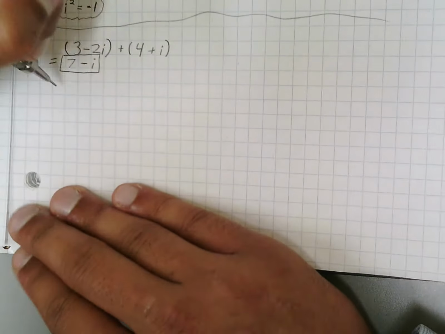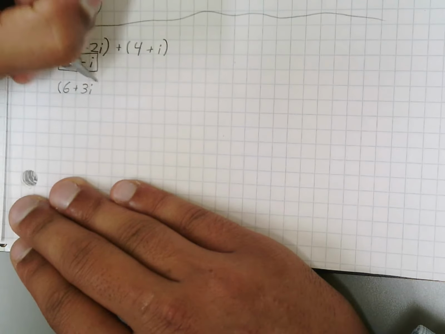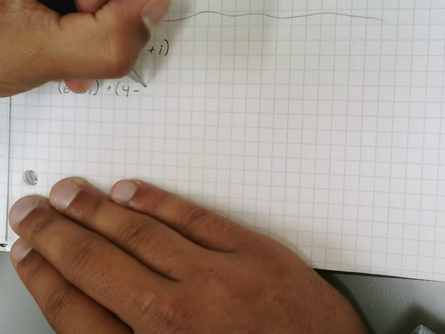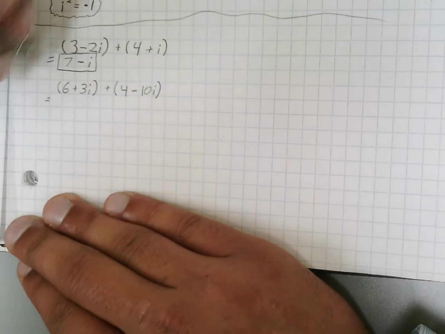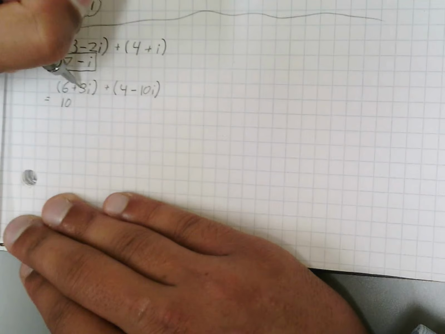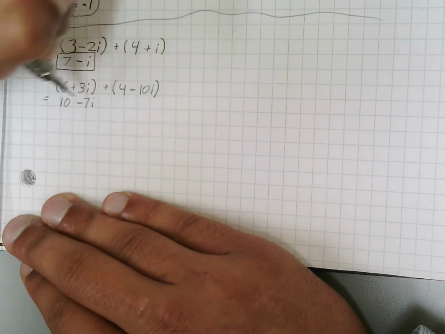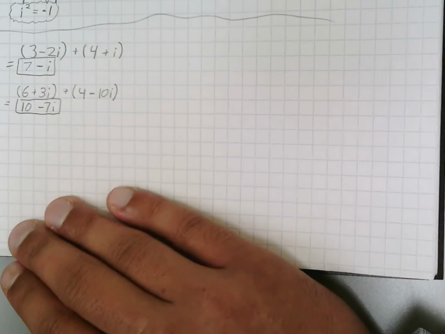Let's do another one. Say we have 6 plus 3i plus 4 minus 10i. If I add these together, real components, 6 plus 4 is 10. 3i plus negative 10i is negative 7i. So that's how we add complex numbers.